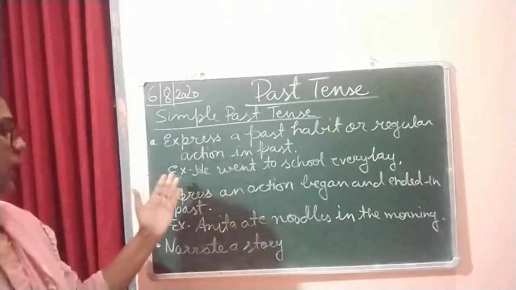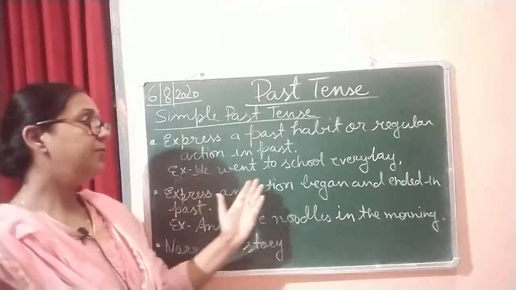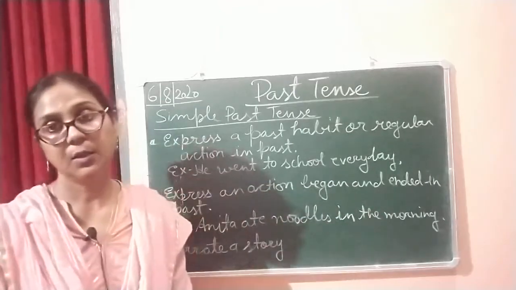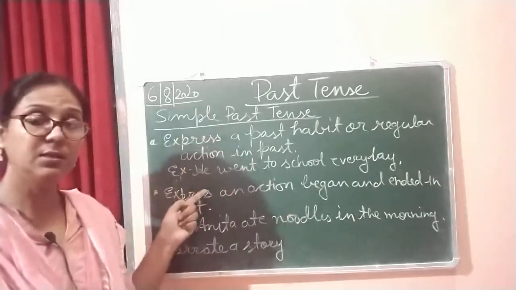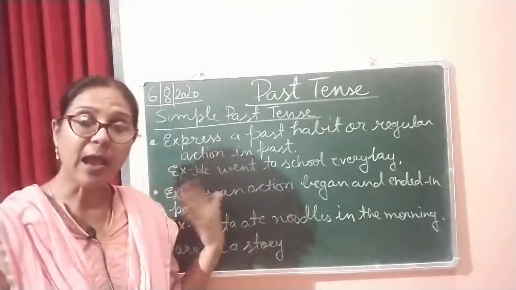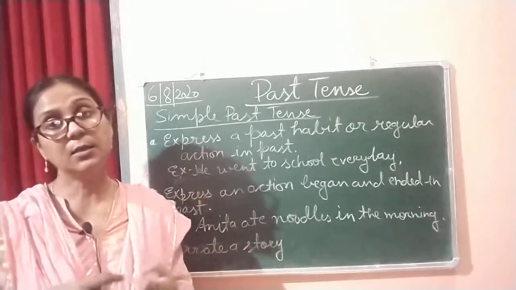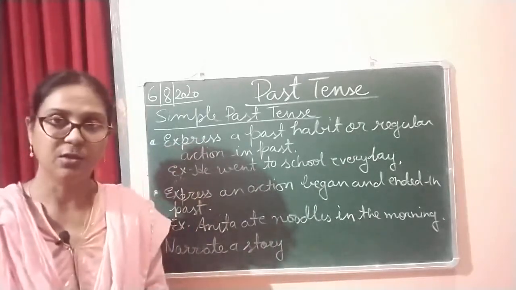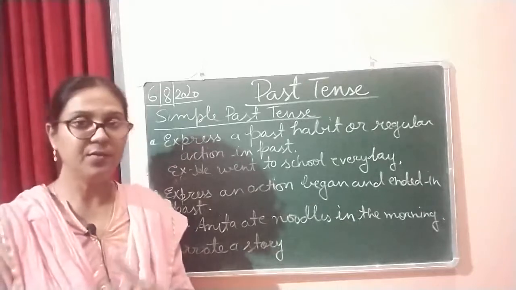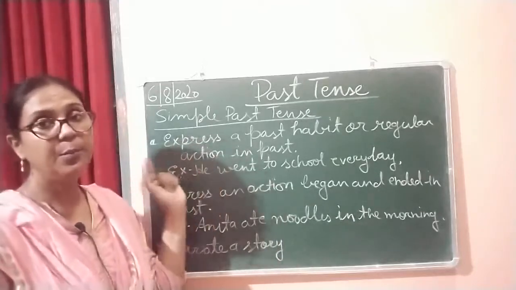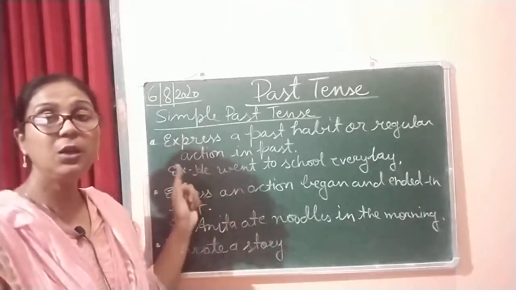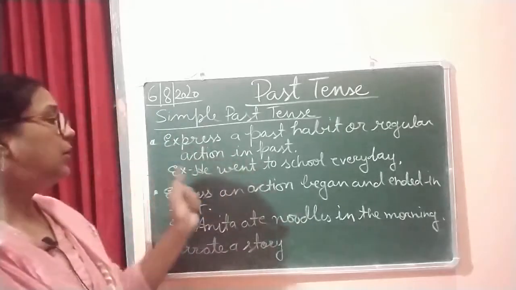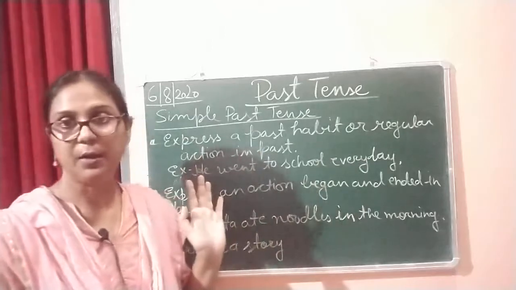Now here I have given an example. He went to the school every day. He went to the school every day. It means it is his regular habit, or you can say this is his regular action which he was supposed to do every day. So that is why, because this is past tense, we have used over here he went to school every day.